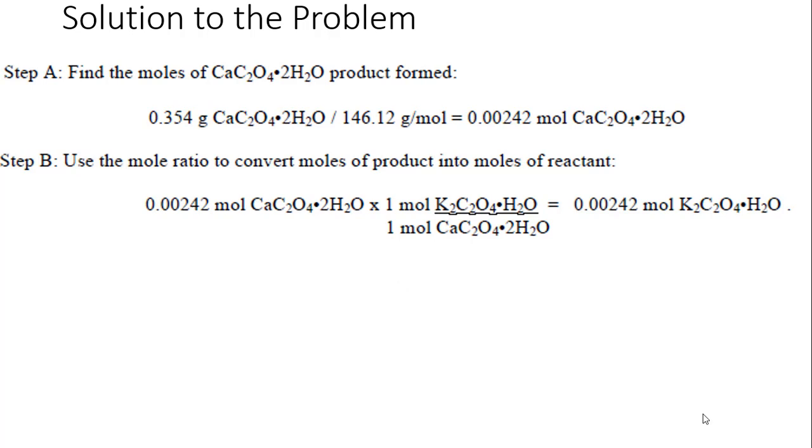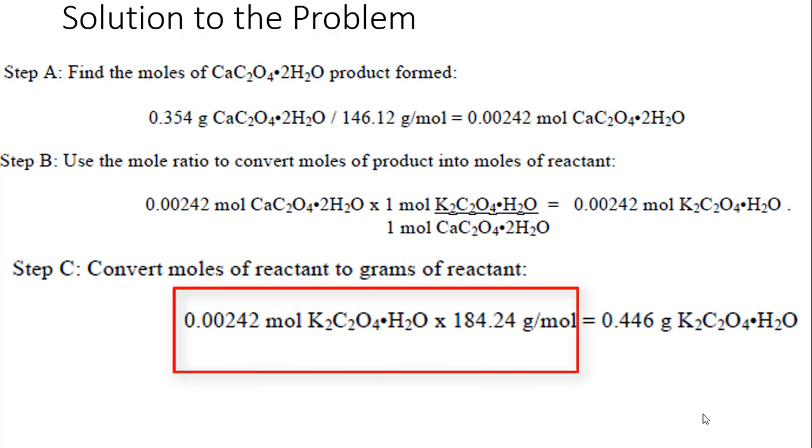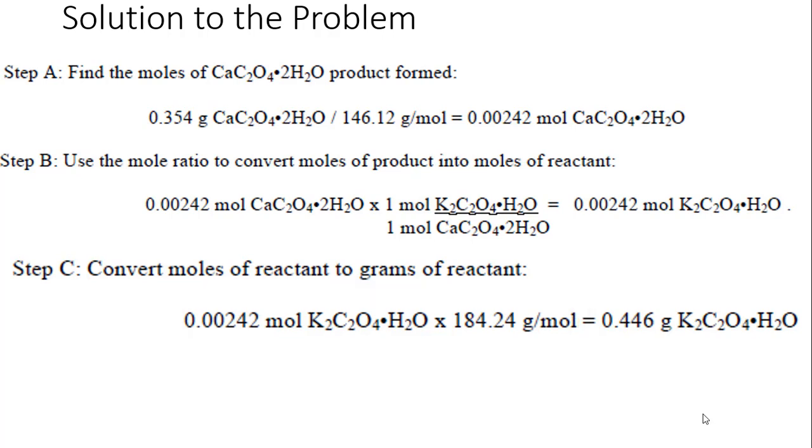So if we take the moles of calcium oxalate and we multiply that by the mole to mole ratio with potassium oxalate in the top and calcium oxalate in the bottom, so we cancel those two out, then we're left with the same number, right? Because the mole to mole ratio is 1 to 1. So we have 0.00242 moles of potassium oxalate. Once we know that, we can figure out how many grams of potassium oxalate we started with, right? We convert moles into grams. We take the mole value, multiply it by the molecular weight of potassium oxalate monohydrate, and we see that there are 0.446 grams of potassium oxalate, right?